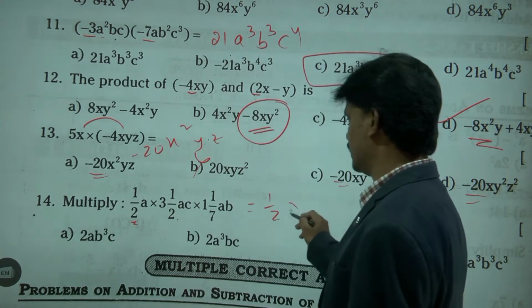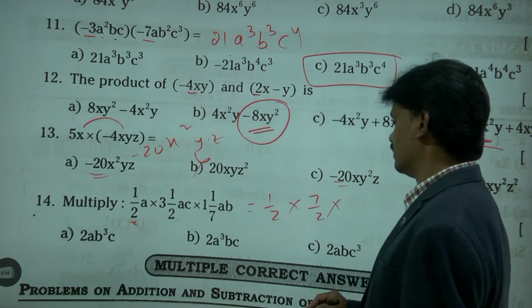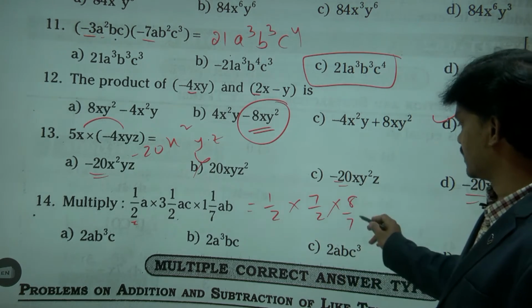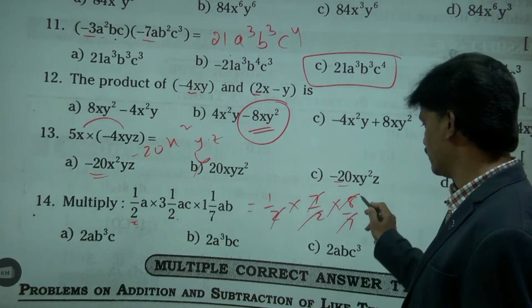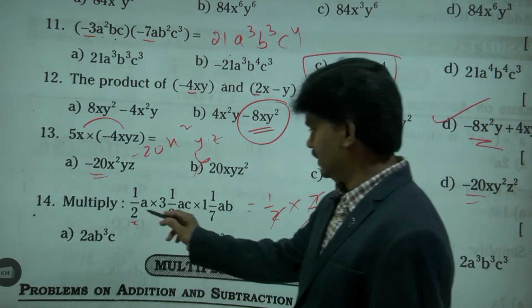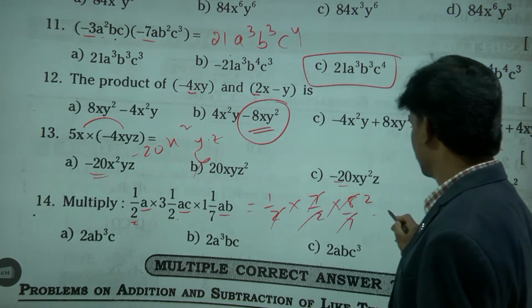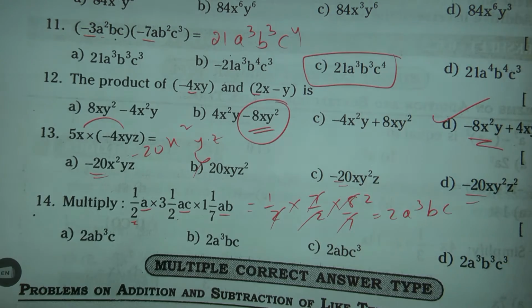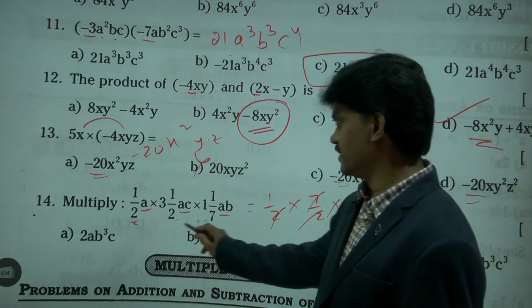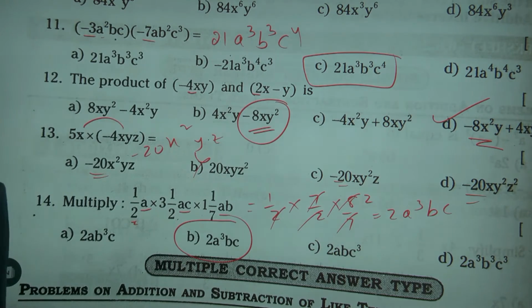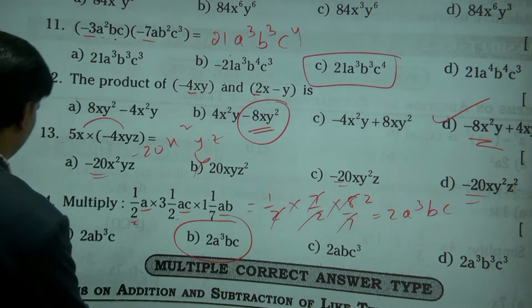And here some fractions we have: 1 by 2, 3 1 by 2, 1 by 7. So 1 by 2, 3 1 by 2 we will take 7 by 2, and 1 1 by 7, 7 1 is 7, 7 plus 1, 8 by 7, right? You can cancel 7 and 7 here, and you can cancel 4 with 2, so 2 will come. 2a power 3 BC. Check the options, where is 2a power 3 BC? Yes, this is the answer. 2a power 3 BC, please check it out. And the next one, let's move on to the next section.